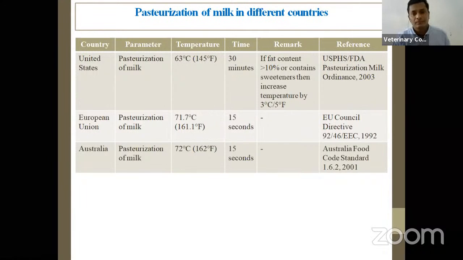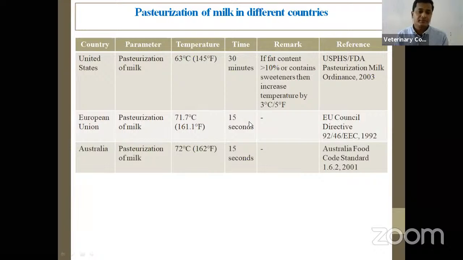And today, the pasteurization temperature is above the temperature of killing, or inactivation, of Coxiella burnetii, and its time combination. Higher is the temperature, lower is the time, and vice versa. So in USA, 63 degrees centigrade or 145 Fahrenheit for 30 minutes. It is for routine milk. If the milk or milk product has a bit of fat content, or some additives are added into the milk, then we increase the temperature by another 3 degrees.